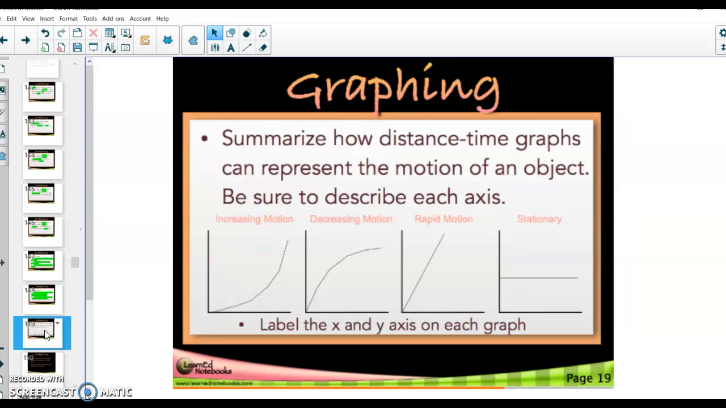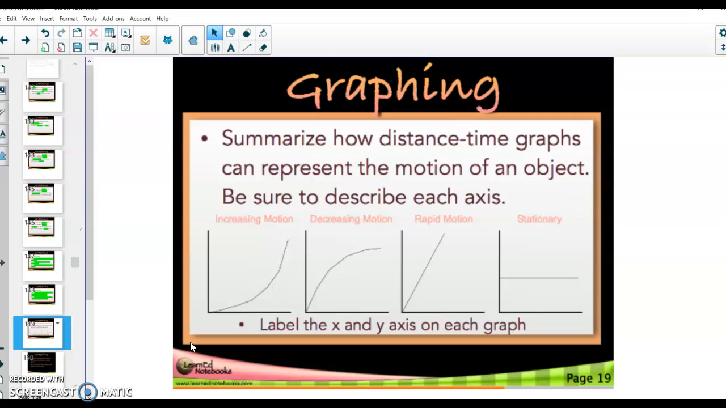So to summarize this, summarize how distance time graphs can represent the motion of an object. Be sure to describe each axis. So as you can see on page 19, there you have the 4 charts. It is wanting you to describe it above the 4 charts, but in the 4 charts right here are the 4 lines that you need to draw so that you can see. And then you're going to label the X and Y. All I really care about is that you label the X-axis with time and the Y-axis as distance.